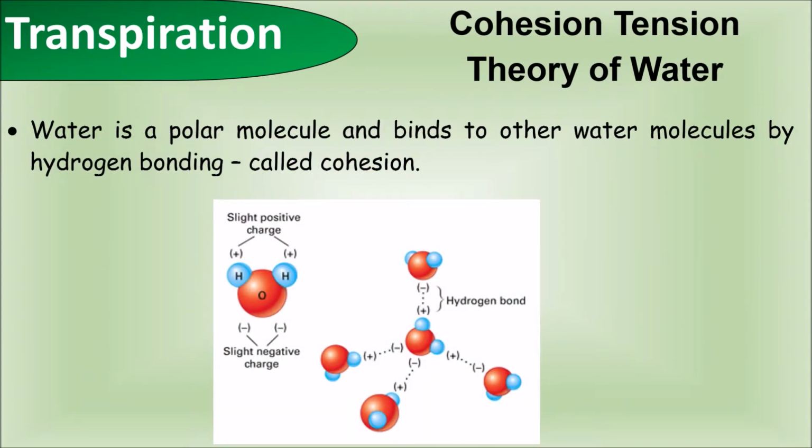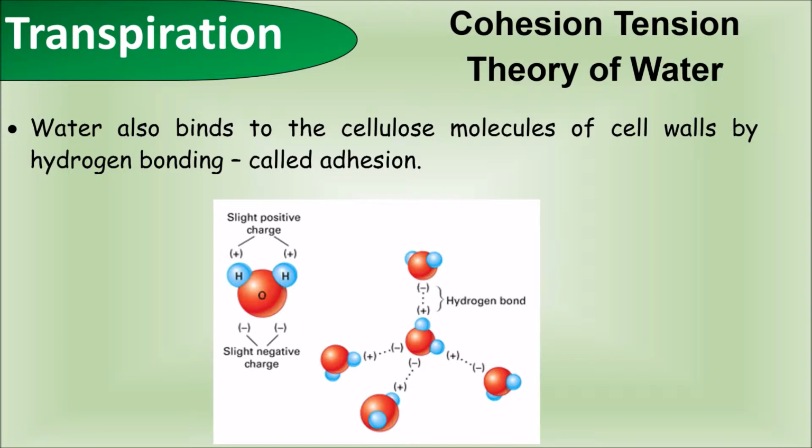One of the key areas that they can ask about when questioning about transpiration is the cohesion tension theory of water. The cohesion tension theory of water simply describes how water is bonded together and how it coheres to each other. There are a number of key points that you must remember and must talk about when talking about the cohesion of water. Water is a polar molecule that binds to other water molecules by hydrogen bonding. Talking about hydrogen bonding is very important.